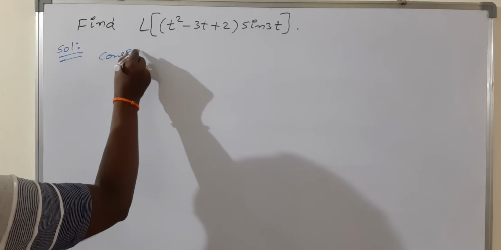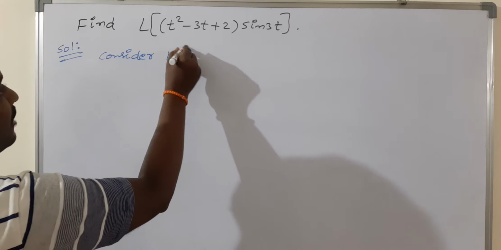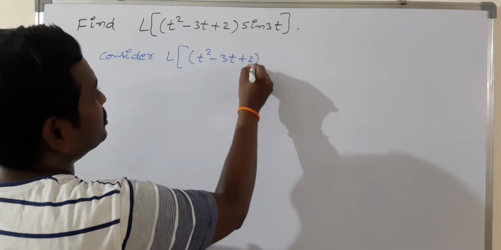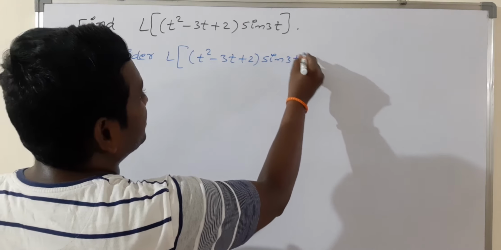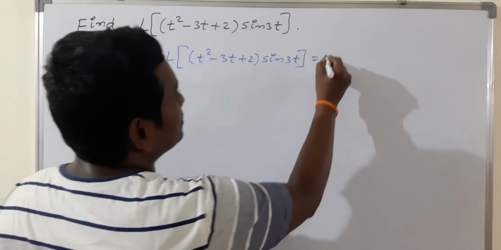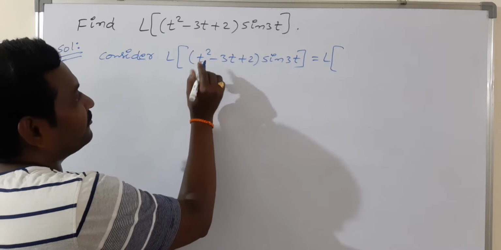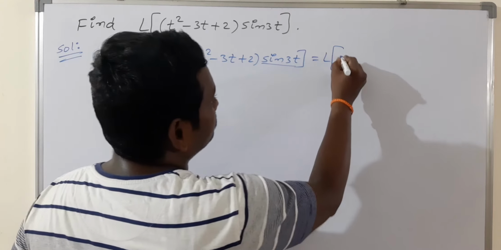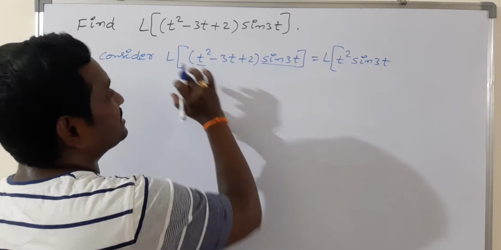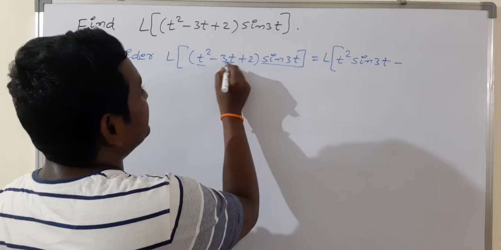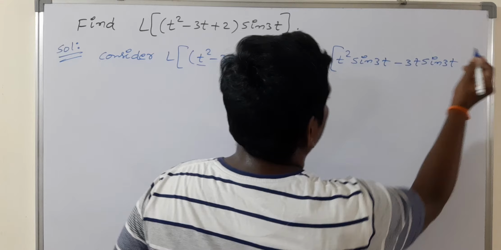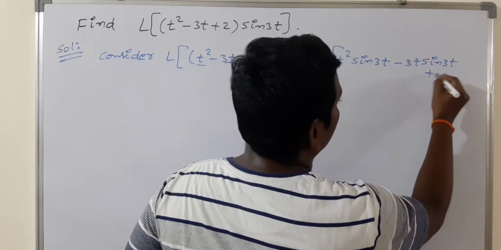Consider L of t square minus 3t plus 2 of sin 3t. So split the terms in the Laplace. So L of t square into sin 3t, take this sin 3t term to inside, minus 3t into sin 3t, plus 2 into sin 3t.